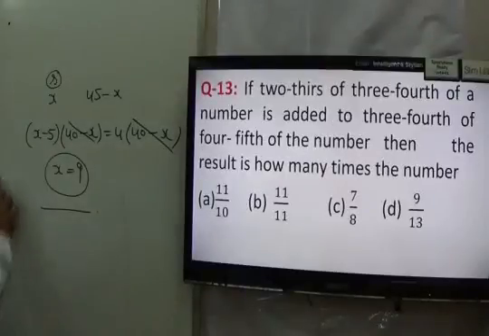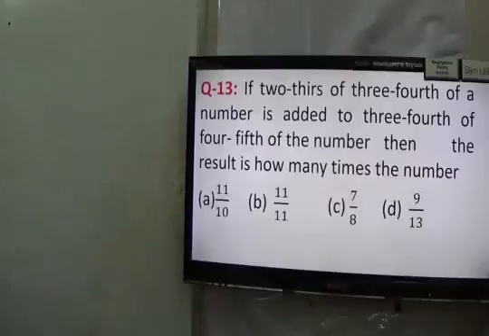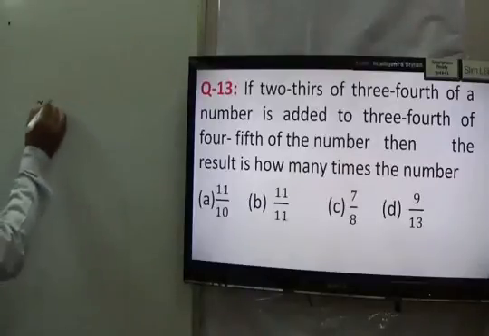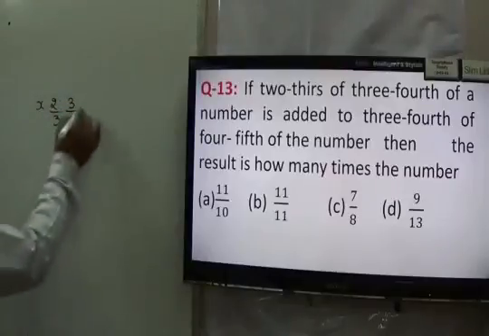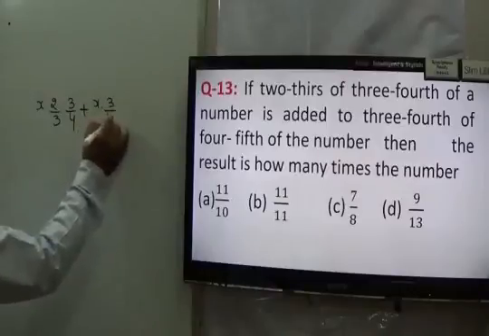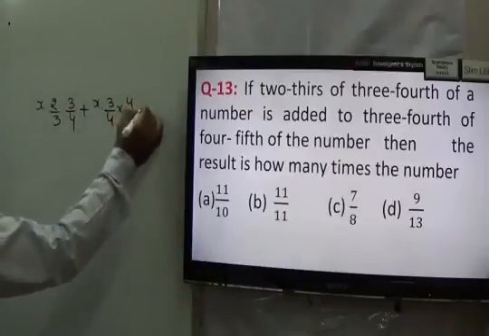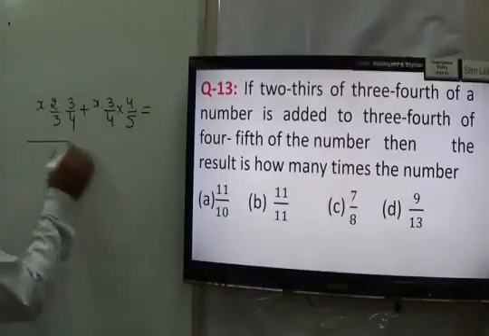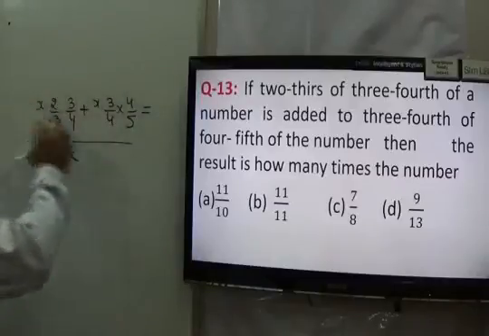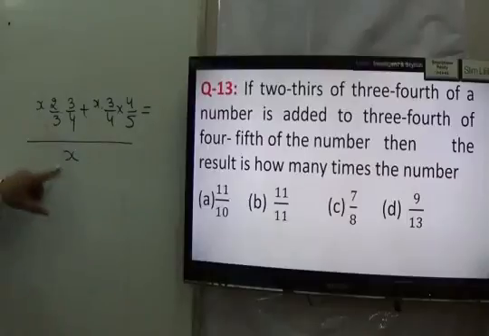Then you have question number 13. It's based on the concept of fractions. What is given to you? It's based on a number. 2/3 of 3/4 of a number. Suppose the number is x. 2/3 of 3/4 of the number is added to 3/4 of 4/5 of the number, and we have to find out the result is how many times the original. That simply means I have to divide this by x. That is my new number and this is my original number. We have to tell the result is how many times the original. By looking at the question I can say x will be cancelled out.